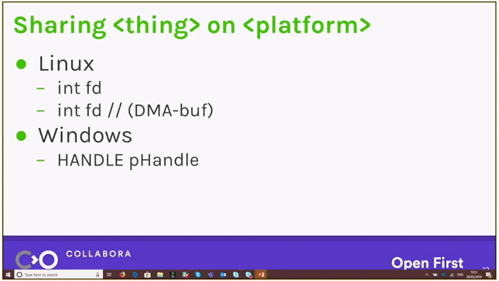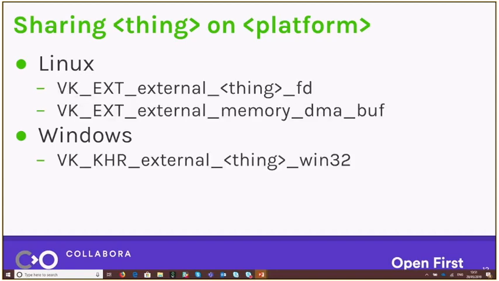There's also on Linux a subtype called DMA-buf, which allows you to actually access the memory with various native Linux APIs, whereas the normal FD is just opaque, you don't really know what it is. And these are the extensions that line up, and you can only share DMA-buf with memory, but the other types are available for semaphores and fences.